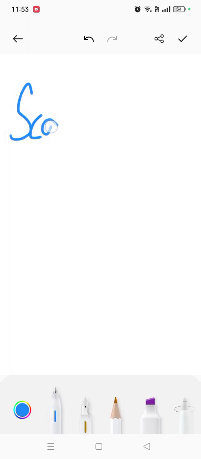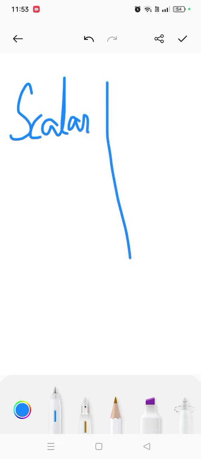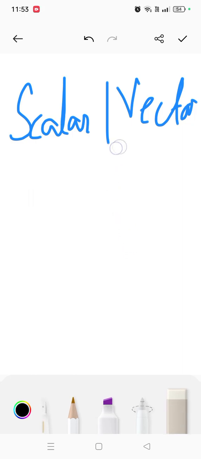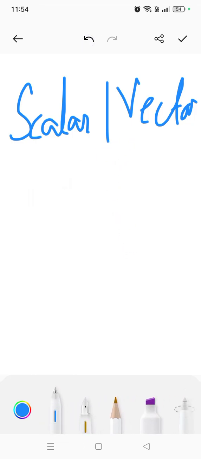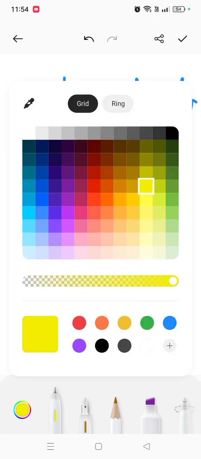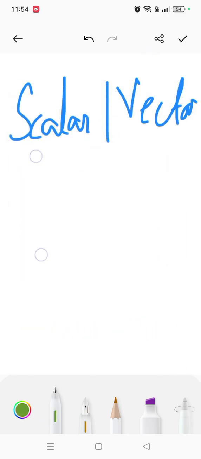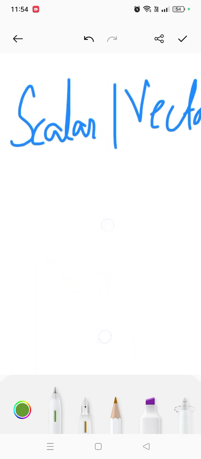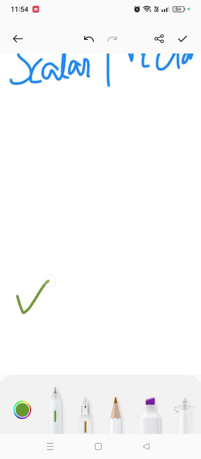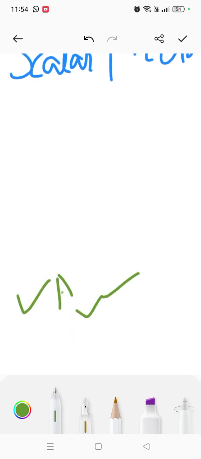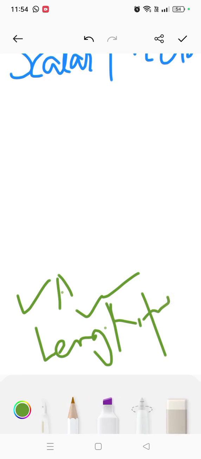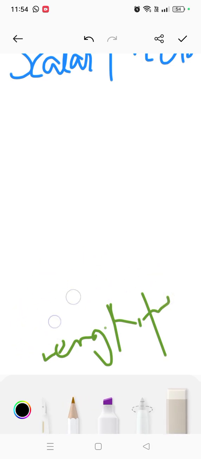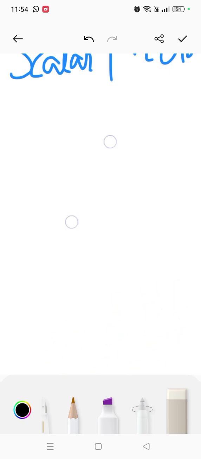Scalar and vector. Okay, so first we are starting with scalar. Before we even start you need to know what is physical quantity. Physical quantity, anything which can be measured is called a physical quantity. So examples could be length, mass, momentum, angular velocity, these all. Okay, so if we talk about scalar, these are the physical quantities.